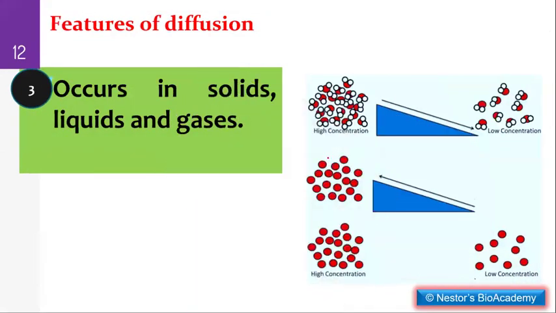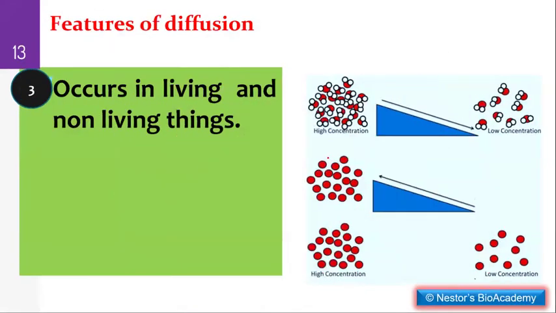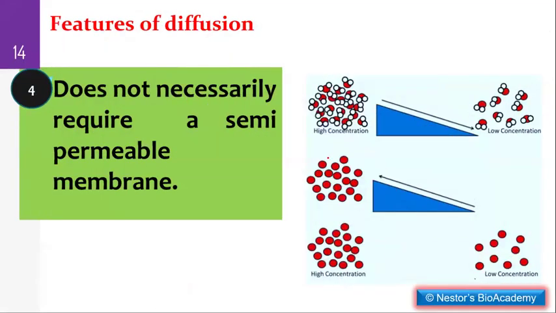Diffusion can also occur in solids, it can also occur in liquids, and it can also occur in gases. And because it does not require energy, we can have diffusion occurring in living tissues and also in non-living things. And also a point that is worth noting is that diffusion, unlike osmosis, does not necessarily require a semi-permeable membrane. It can take place across a semi-permeable membrane, or it can take place even if there is no semi-permeable membrane between the two regions of differing concentrations.